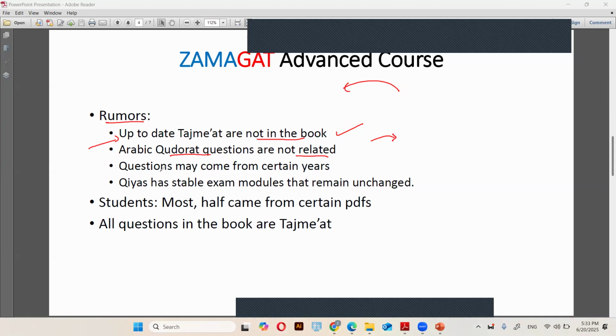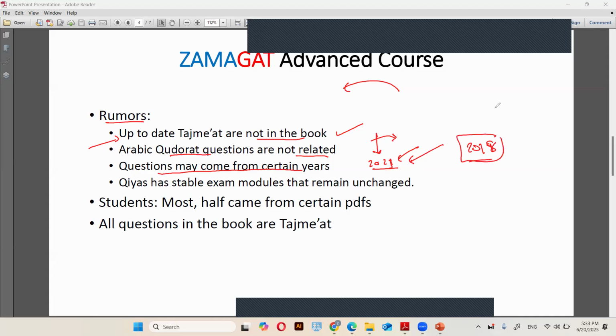Now, some people are saying don't study everything in Arabic. The question may come from certain years, and mostly they come from 2021. And I think now you know why they are saying they come from 2021, because Zamagat 1 was released in 2021. But remember, when did I start writing this book? 2019, I think, or 18. I don't really remember when I started.